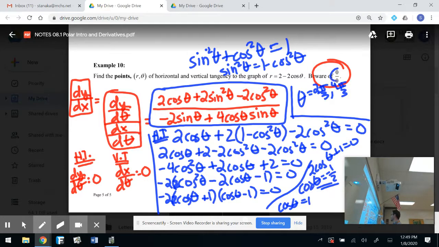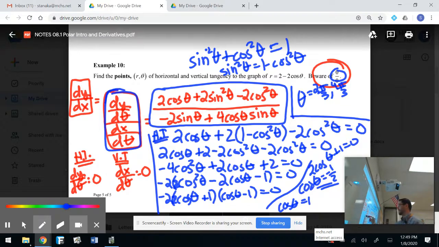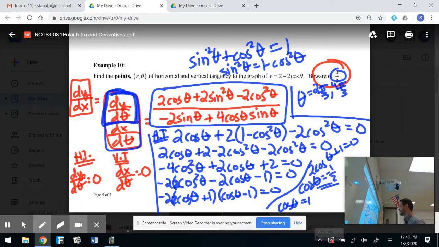Now it says beware of 0 over 0, because if I plug 2 pi over 3 into the top, I'm going to get a 0. If I plug 4 pi over 3 into that top part, I'm going to get a 0. Now if I got a 0 on the bottom too, that would not be a horizontal tangent. So I'm going to check it real quick. No and no. I'll get some type of an answer, or I guess they could cancel out. So let me check. We're good to go, and you should check those.